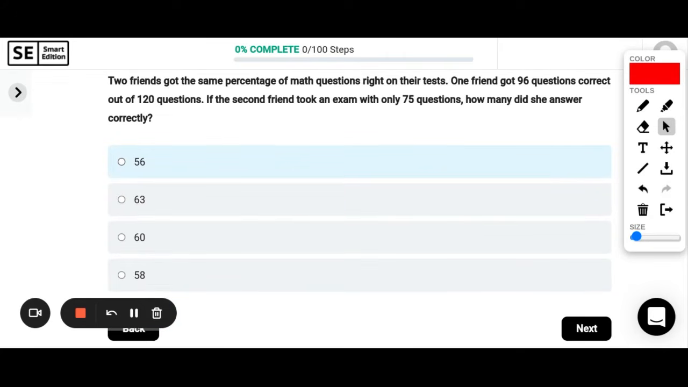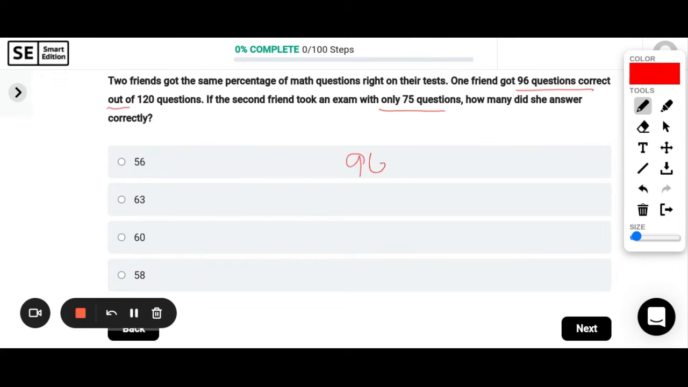Two friends got the same percentage of math questions right on their tests. One friend got 96 questions correct out of 120 questions. If the second friend took an exam with only 75 questions, how many did she answer correctly? So they got the same percent of math questions right. I'm going to create a proportion or a ratio in order to find the missing part here, which is how many did she answer correctly.